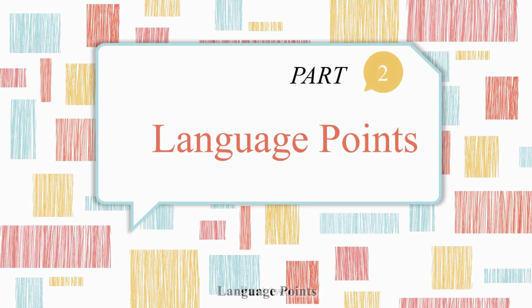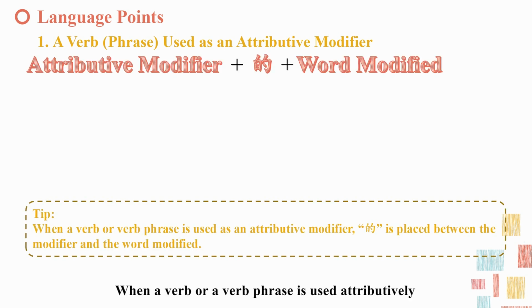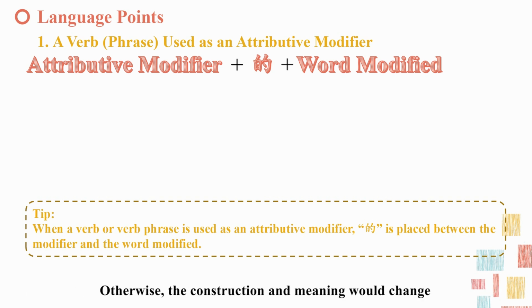Part 2. Language points. The first one is using a verb phrase as an attributive modifier. When a verb or a verb phrase is used attributively, the particle 的 is placed between the attributive modifier and the modified word. Otherwise, the construction and meaning would change if the preceding verb or phrasal verb has a verb-object relationship with the following noun.